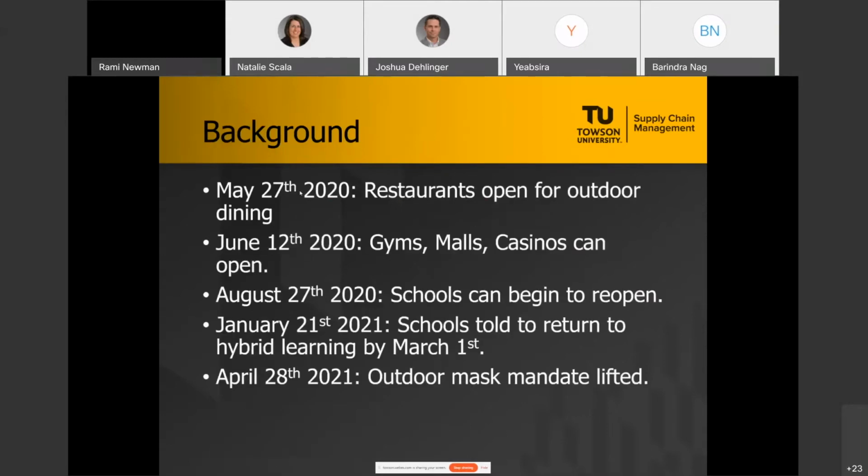A little bit more background, these are the days where we had changes in our lockdown procedures. So on May 27, 2020, restaurants were allowed to open back up at limited capacity. In June of that same year, malls, gyms, and casinos were allowed again at limited capacity.